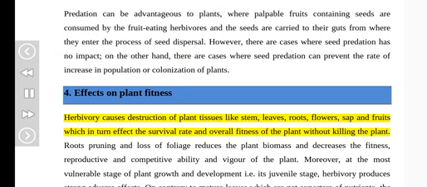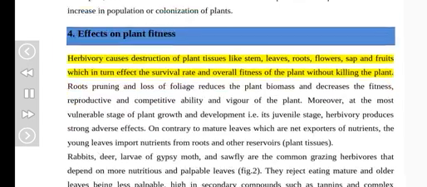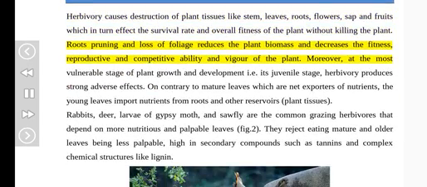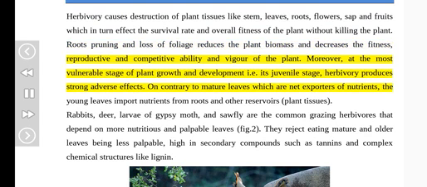4. Effects on plant fitness. Herbivory causes destruction of plant tissues like stem, leaves, roots, flowers, sap, and fruits, which in turn affect the survival rate and overall fitness of the plant without killing the plant. Root pruning and loss of foliage reduces the plant biomass and decreases the fitness, reproductive and competitive ability and vigor of the plant. Moreover, at the most vulnerable stage of plant growth and development, i.e. its juvenile stage, herbivory produces strong adverse effects.